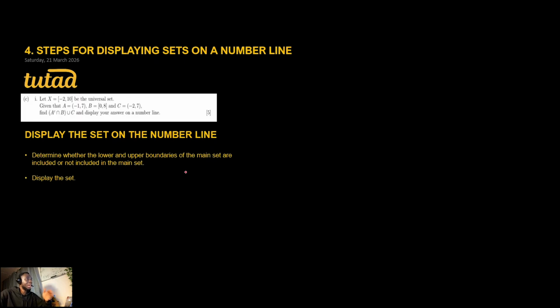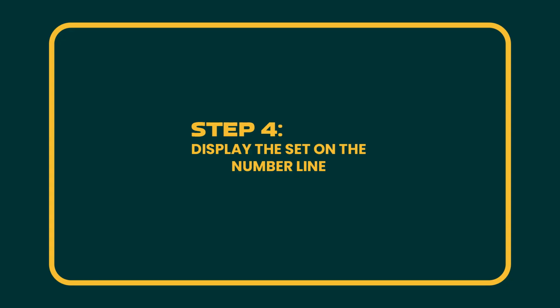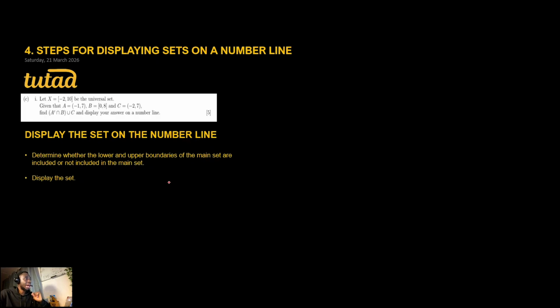The fourth and final step in answering this question is displaying the main set that we have found on the number line. And to do that, we are going to first begin by determining whether the lower and upper boundaries of our main set are included or not included in our main set. And then we're going to move on to further display the set on the number line. So our main set is A complement intersection B union C, and it is equal to (-2, 8].